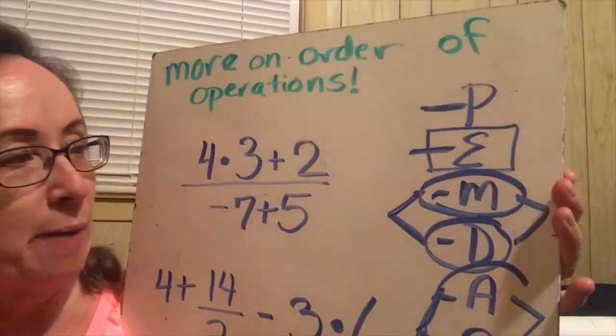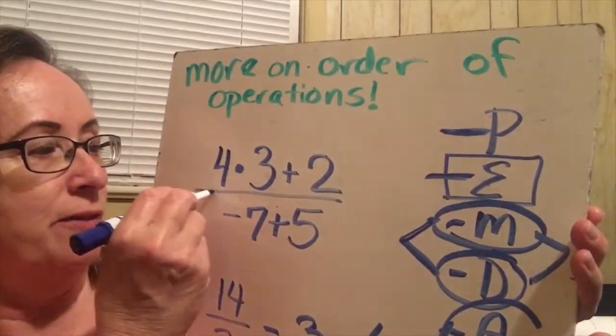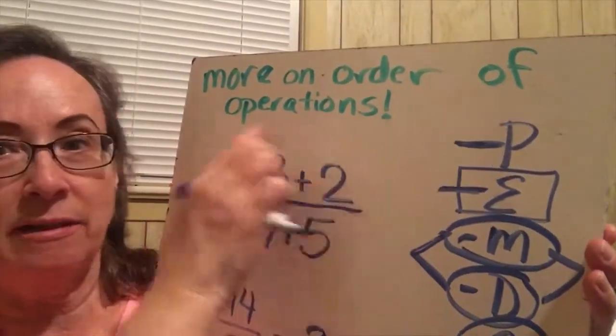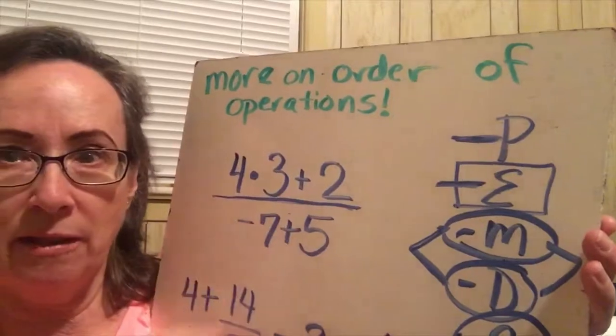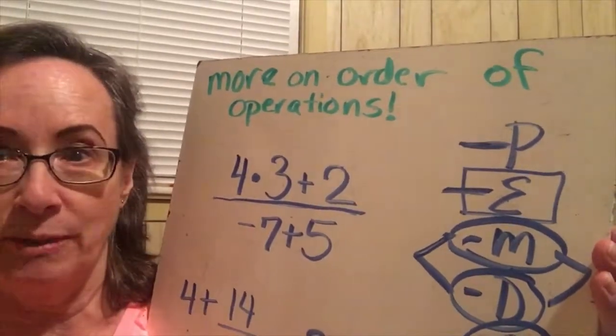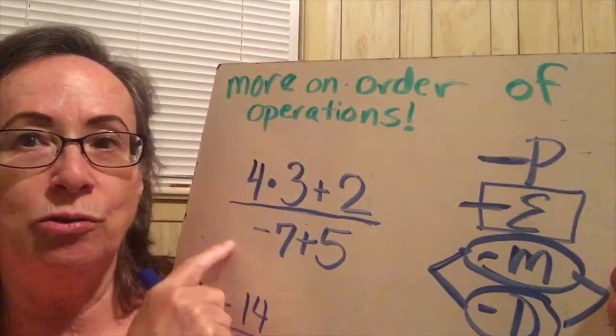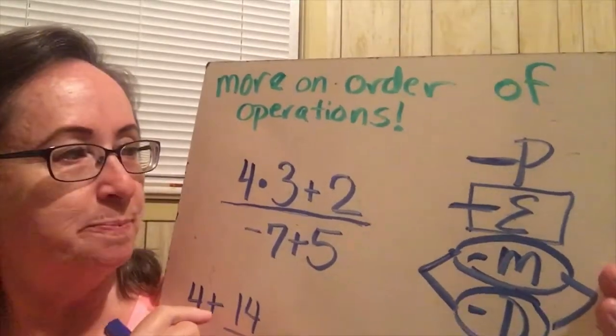So let's look at this problem right here, and we're going to talk about how we would do this according to our order of operations. When we have our division sign in the middle like this, we're going to do everything on the numerator and then everything on the denominator, and then we're going to simplify. So we're really going to treat it as two separate parts to the problem.